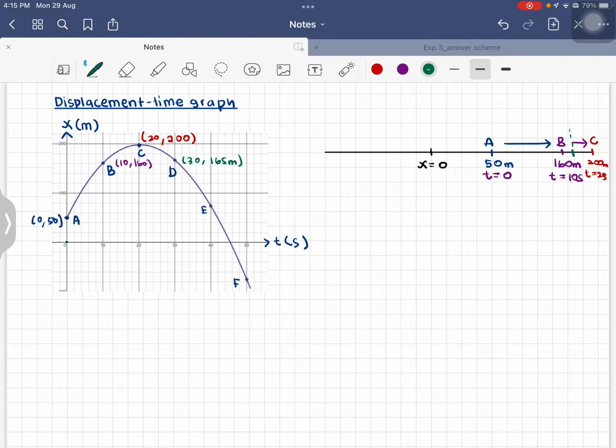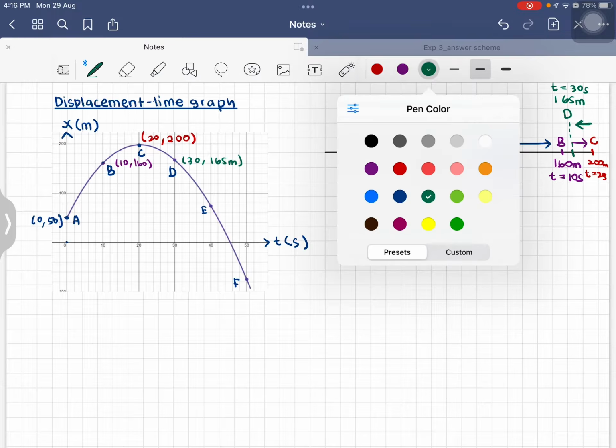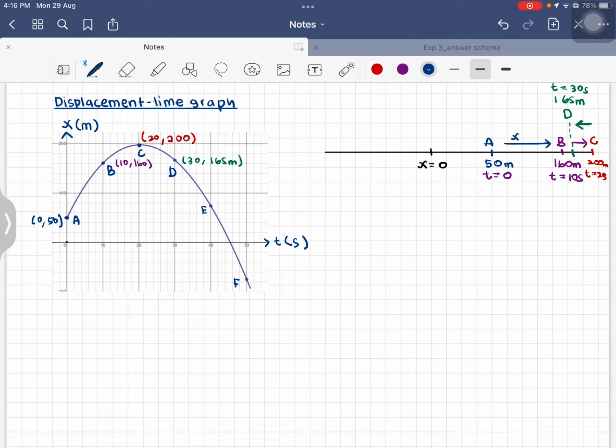Okay, I connect it upward. This is your D. It is at 165 meter. Time taken is 30 second. So from C to D, you are moving to the left. Okay, this is, let's put it as X_AB. B to C, let's put it as X_BC. And your C to D, let's put it as S_CD, showing that it is the displacement from C to D.